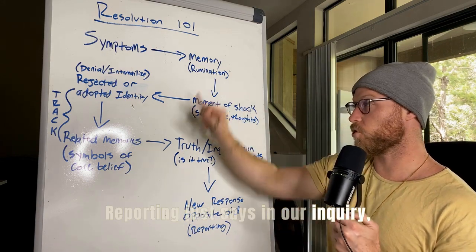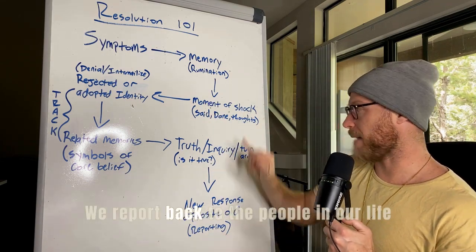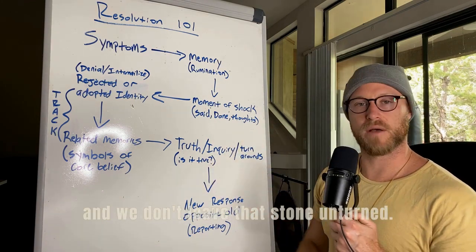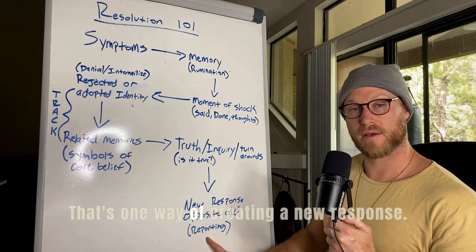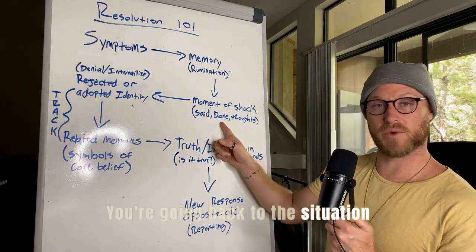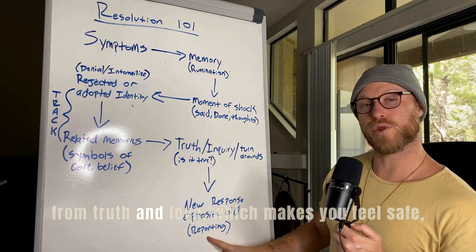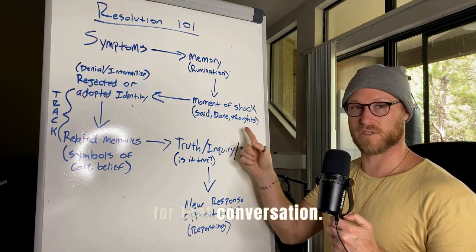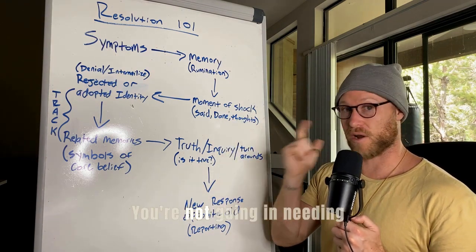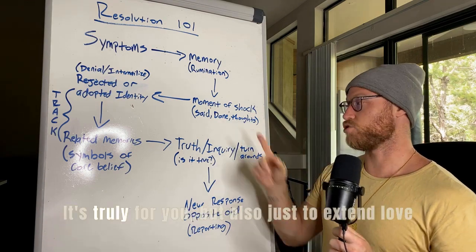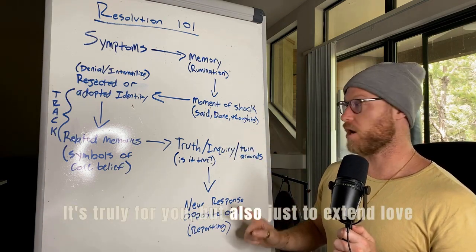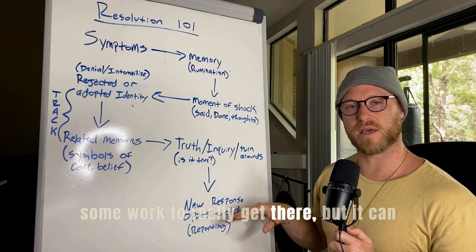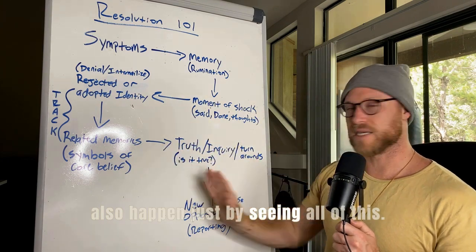Reporting just says, in our inquiry, what the truth that we find, we report back to the people in our life in which the conflicts were created, and we don't leave that stone unturned. That's one way of creating a new response. You're going back to the situation from truth and love, which makes you feel safe. That's how you know when you're ready for that conversation, meaning you're not going in with expectations. You're not going in needing their validation anymore. It's truly for you, but also just to extend love to them because you see the innocence of it now. And that might take some work to really get there, but it can also happen just by seeing all of this.